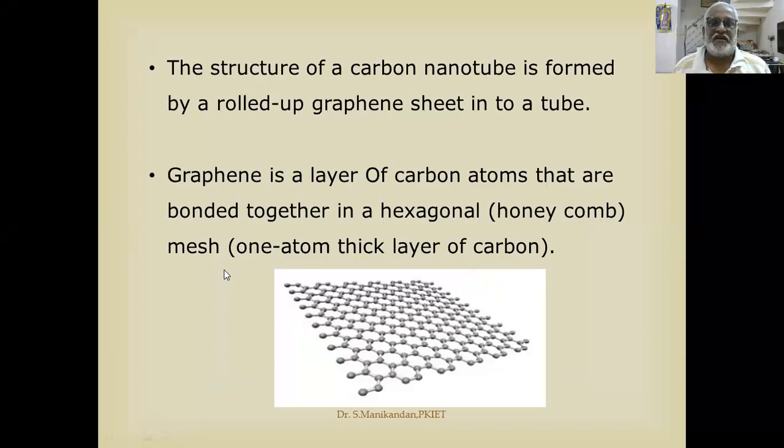Graphene is nothing but a layer of carbon atoms that are bonded together in a hexagonal mesh. It has a thickness of one carbon atom, formed in a honeycomb shape as in the figure.